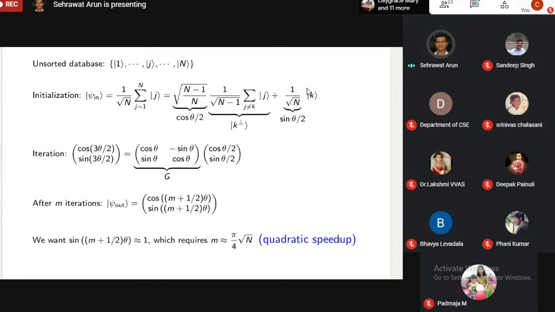So you can do a search algorithm. Basically, in each iteration you are decreasing this amplitude and increasing that amplitude, that is, decreasing this probability and increasing that probability. In the end, after running that many iterations, you perform a measurement, and most likely you will get this result, because the probability is very close to 1. That's how you complete the search.